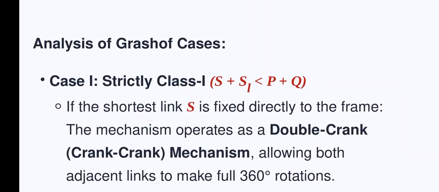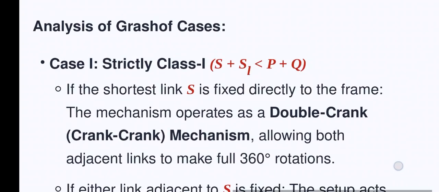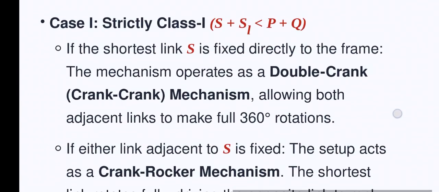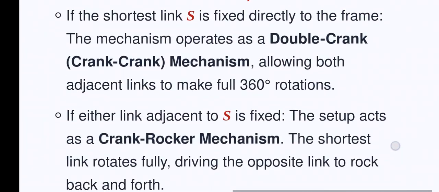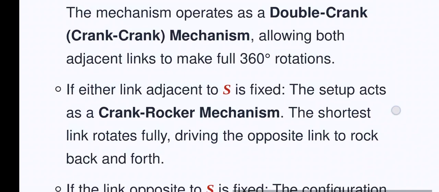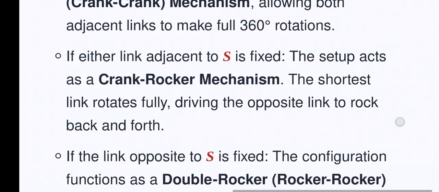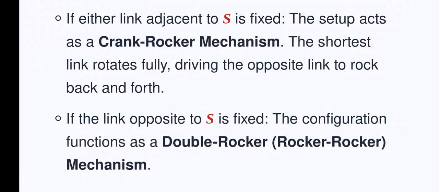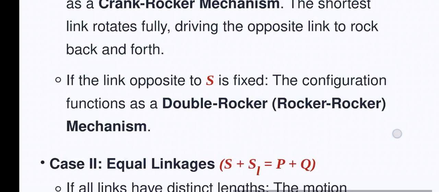Analysis of Grashof's cases. Case 1: S + L less than P + Q. If the shortest link S is fixed directly to the frame, the mechanism operates as a double crank mechanism, allowing both adjacent links to make full 360-degree rotations. If either link adjacent to S is fixed, the setup acts as a crank rocker mechanism. The shortest link rotates fully, driving the opposite link to rock back and forth. If the link opposite to S is fixed, the configuration functions as a double rocker mechanism.